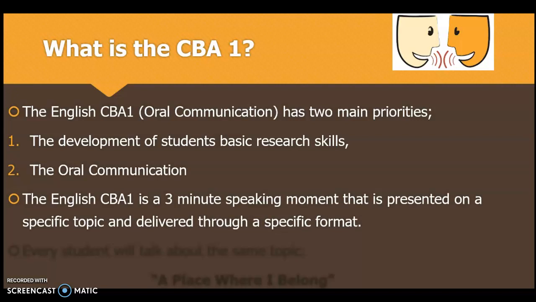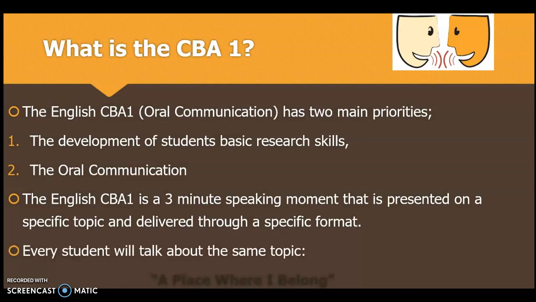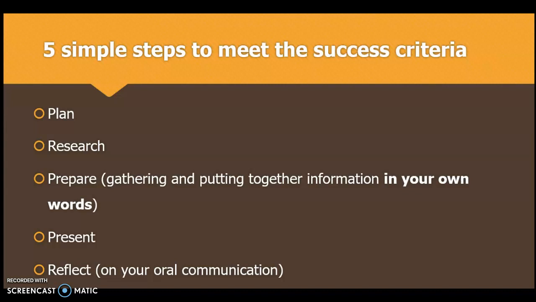The English CBA 1 is a 3-minute speaking moment that is presented on a specific topic and delivered through a specific format. Every student will talk about the same topic, and the topic that I have chosen for you all to talk about is a place where I belong. I'll dissect that a little bit more later.